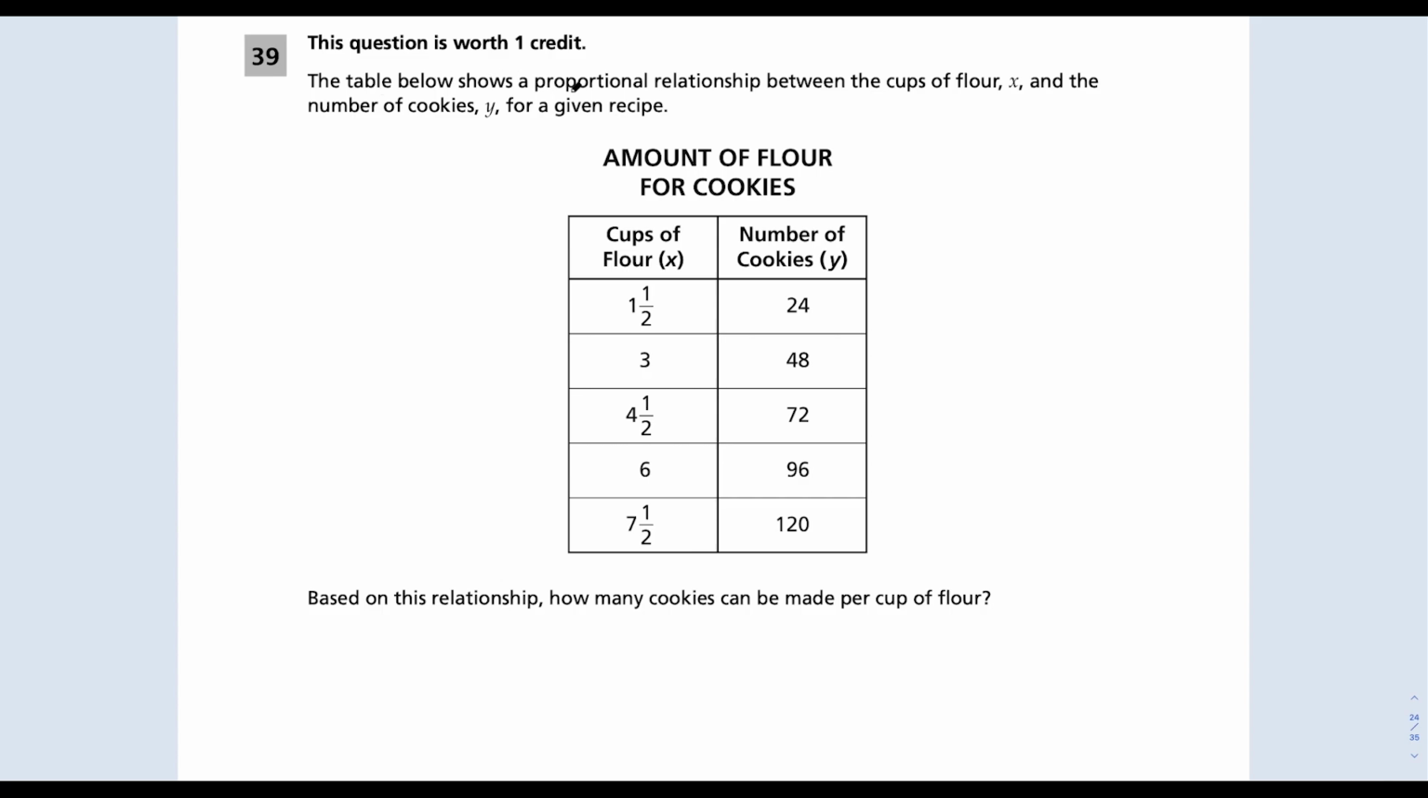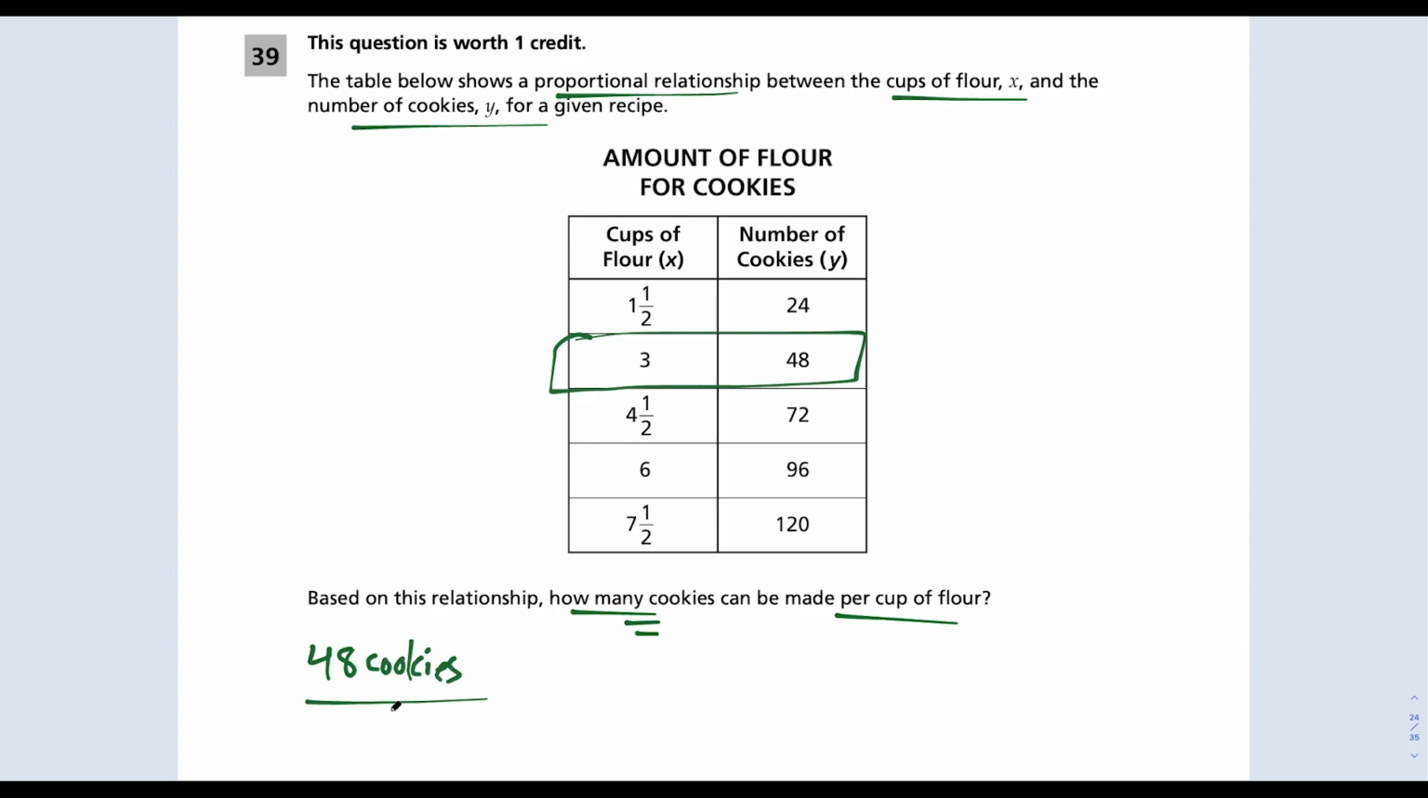Question 39. The table below shows a proportional relationship between the cups of flour X and the number of cookies Y for a given recipe. Based on this relationship, how many cookies can be made per cup of flour? Since we have a proportional relationship here, we could take any row from this table. Let's say I go with this row because I'd rather work with whole numbers. What this tells us is that we could make 48 cookies when we use 3 cups of flour. So for every 3 cups, we get 48 cookies. But the question here is how much could we make per 1 cup of flour?